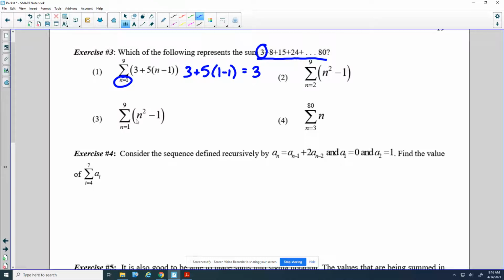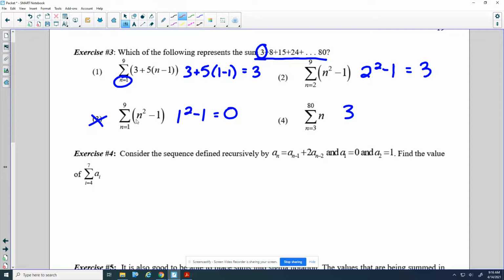So number 3, I have 1 squared minus 1, which is 0. So that can't be the answer because I need my first term that I'm adding to be a 3. So it's definitely not that. Over here, I have 2 squared minus 1, which does end up being a 3. So that's a possibility. And then my last one, I just have a 3. So that's also a possibility. So far, plugging in the first number, I've only eliminated choice 3.